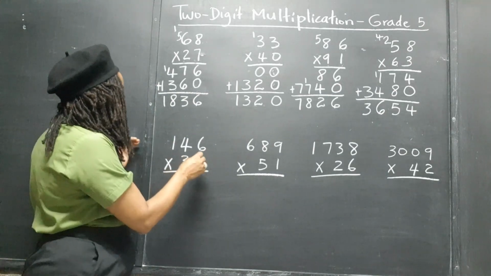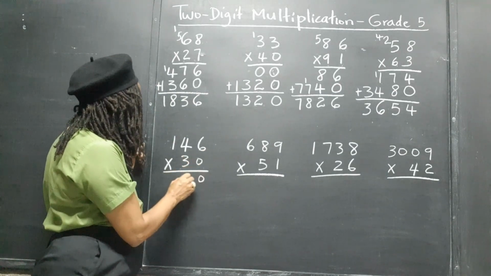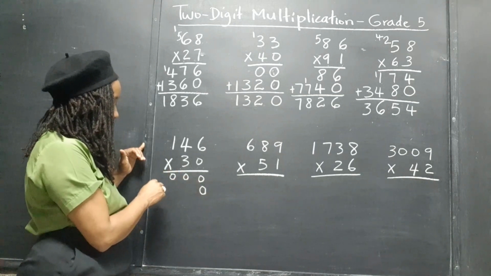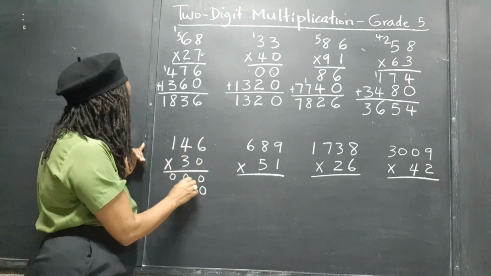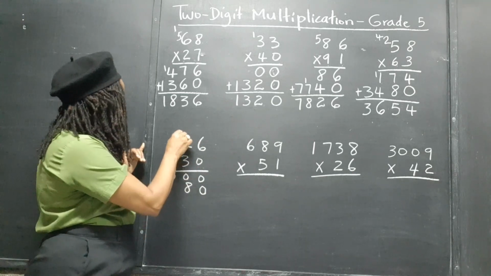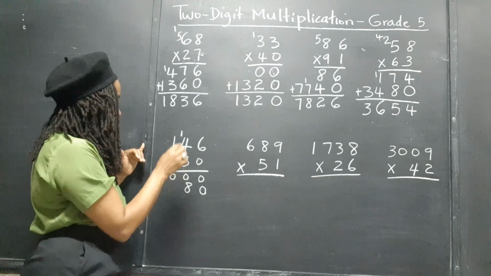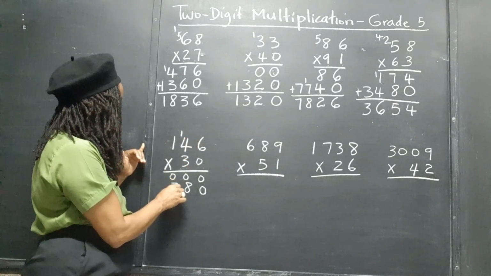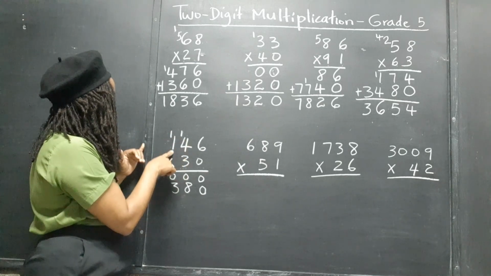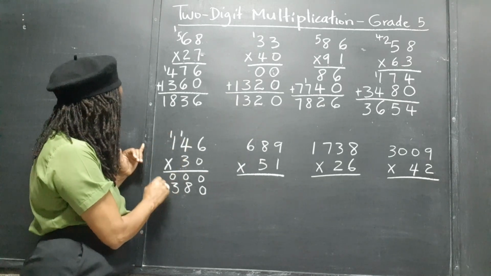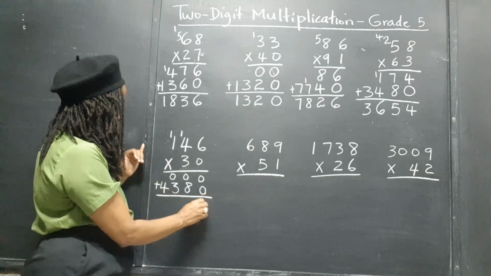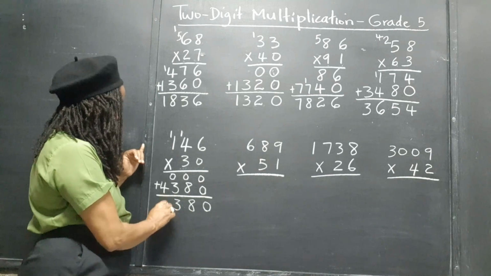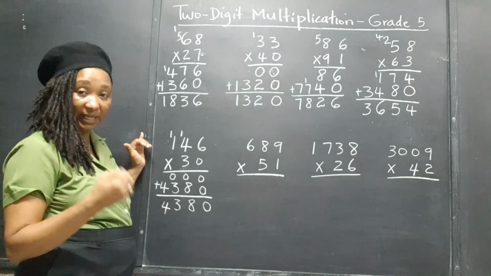So again, we're multiplying by 0, so let's just fill in our zeros. Put a 0 at the end here. 3 6s are 18. 1 ten, 8 ones. 3 4s are 12 and 1, 13. 3 1s are 3 and 1, 4. 4,380.